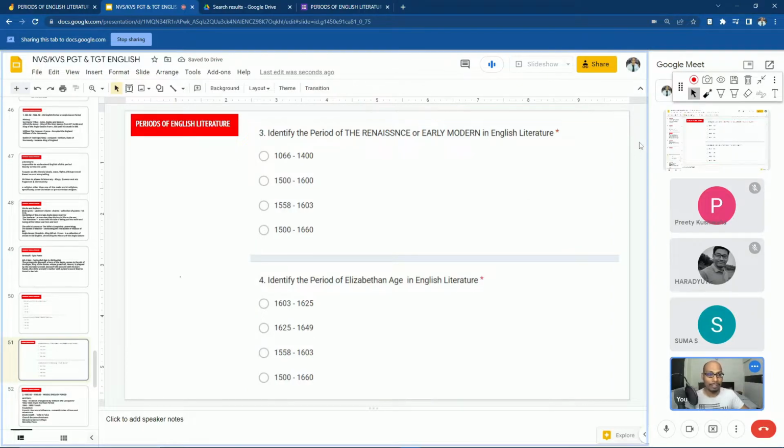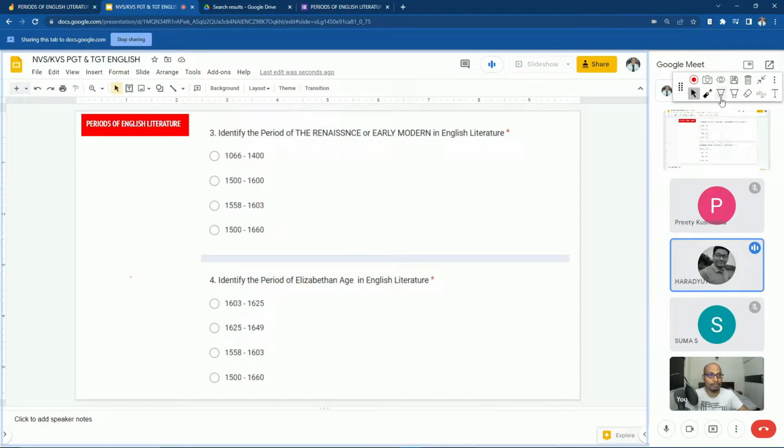Ghosh ji, read the third question. Identify the period of the Renaissance or early modern in English literature. I think the first option, 1066 to 1400.